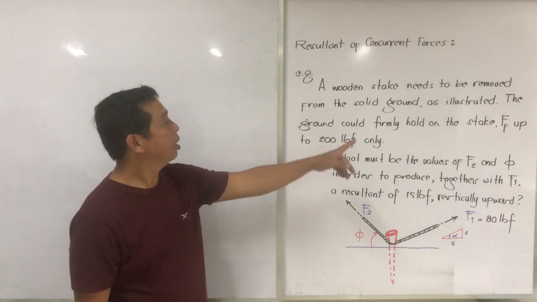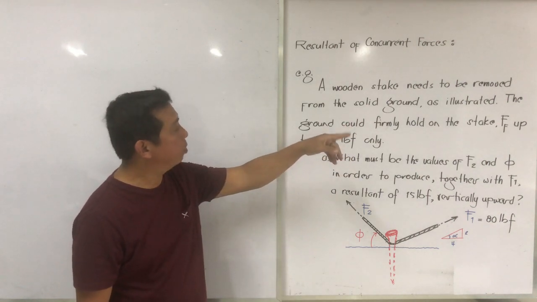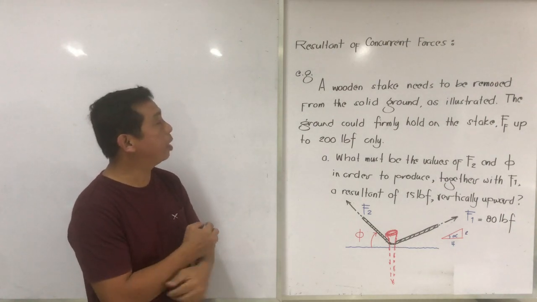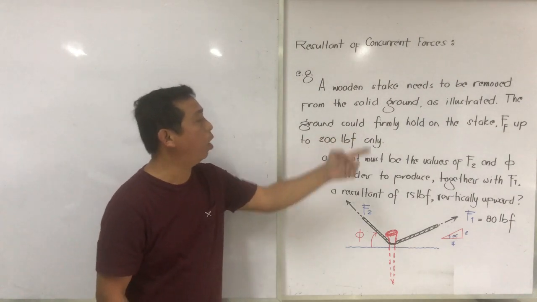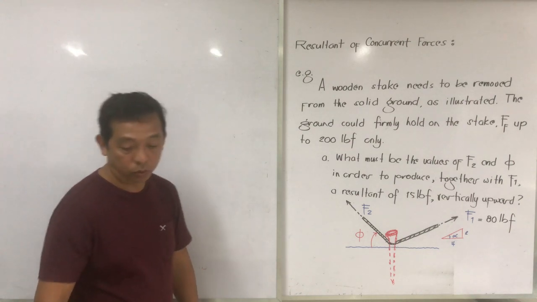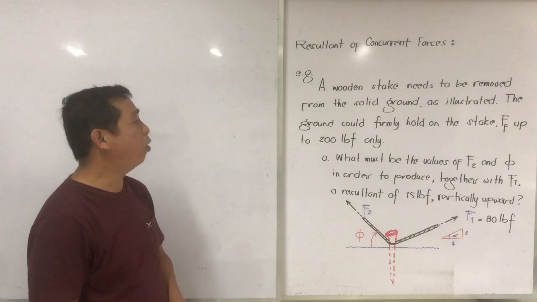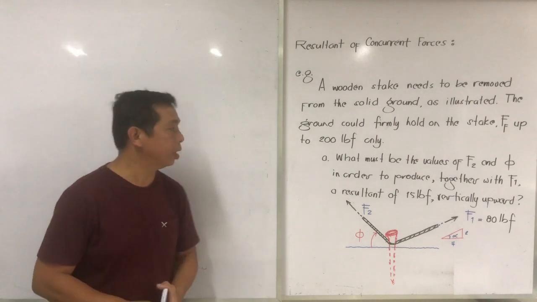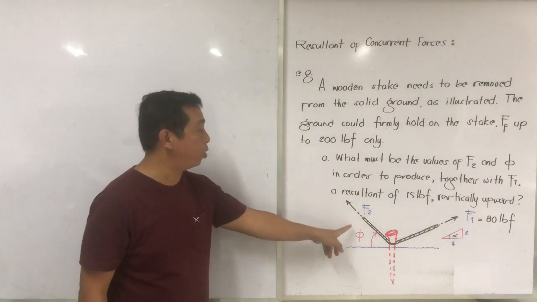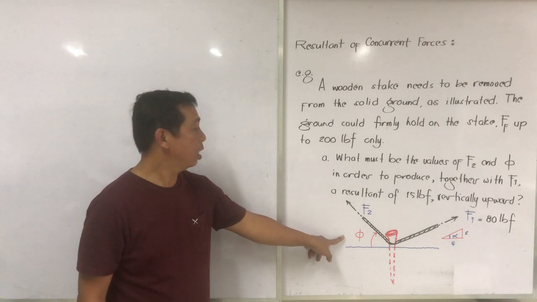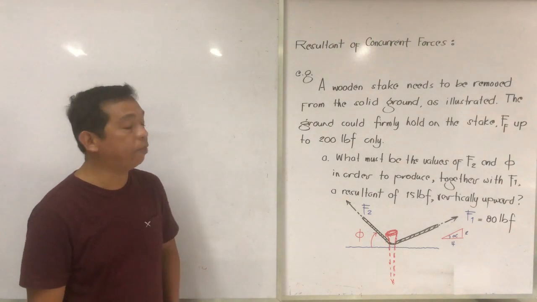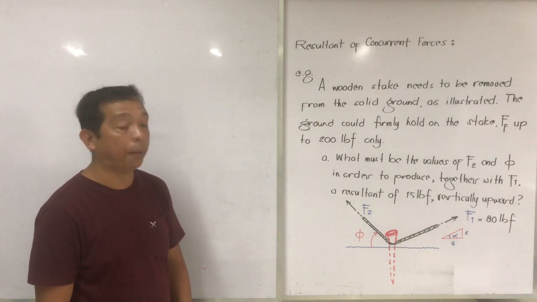Now, to continue, the ground is said to provide a resistance or could firmly hold on the stake F sub F representation up to 200-pound force only. Now the question for letter A is, what must be the values of F2 and the angle phi in order to produce, together with F1, a resultant of 15-pound force vertically upward.